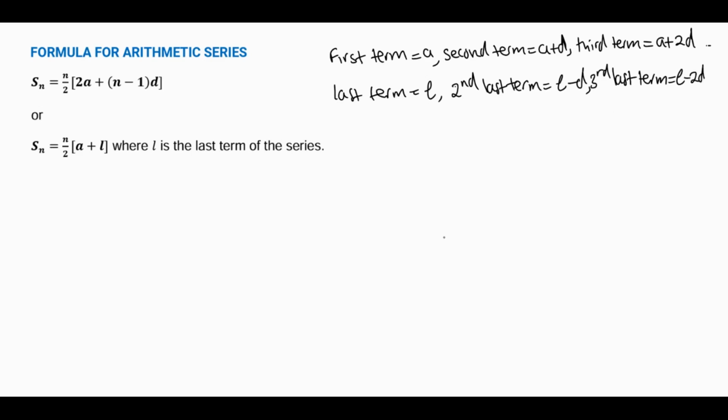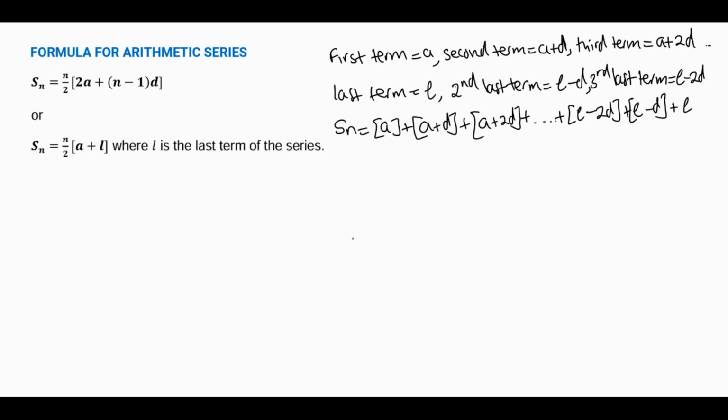And then we know that Sn is equal to a plus d, the second term, plus a plus 2d, the third term, plus the fourth term, fifth term, and then till we add the last three, which will be the third last term will be l minus 2d, then plus l minus d plus l, the last term, right? We're going to start by proving this one, and then from this we're going to get this.